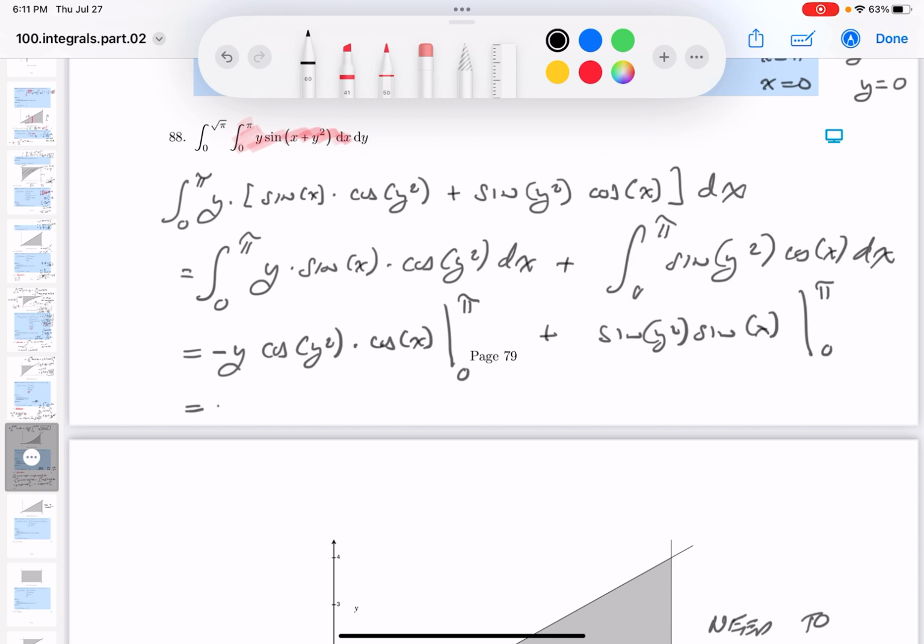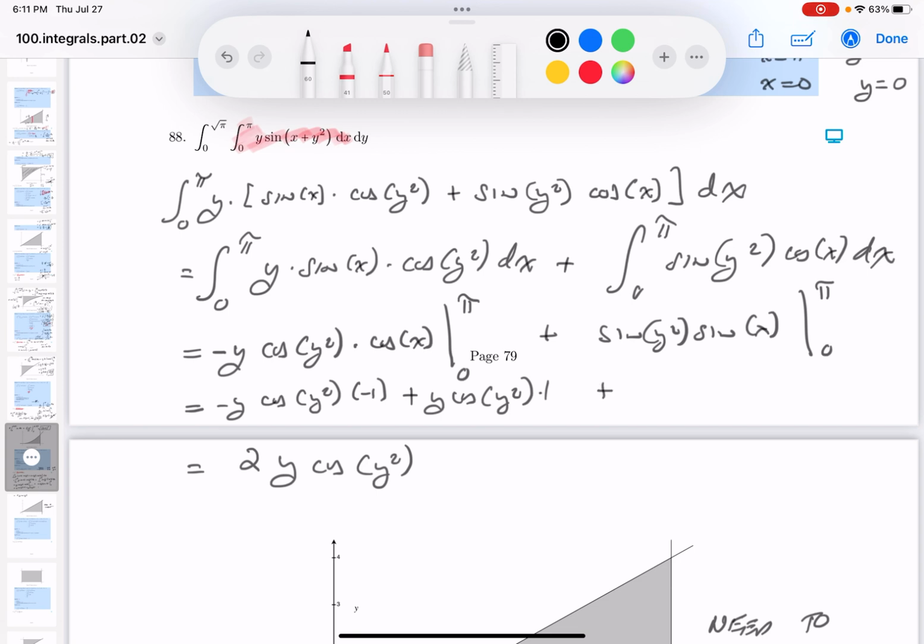You get minus y cosine y squared. The cosine of pi is minus 1. And that's going to be minus on minus, which is plus y cosine y squared. And the cosine of 0 is just 1, right? I'll do the next integration, but let me simplify this over here. So what do you get? You get 2y cosine y squared. Let's see if I did that right. Yeah, that's fine. Let's do the next one.